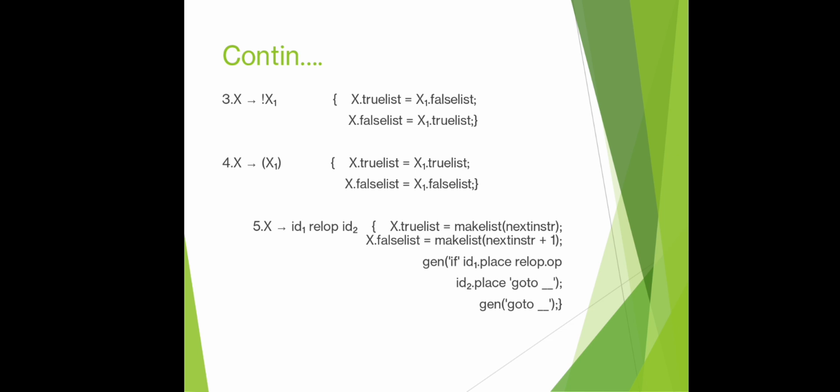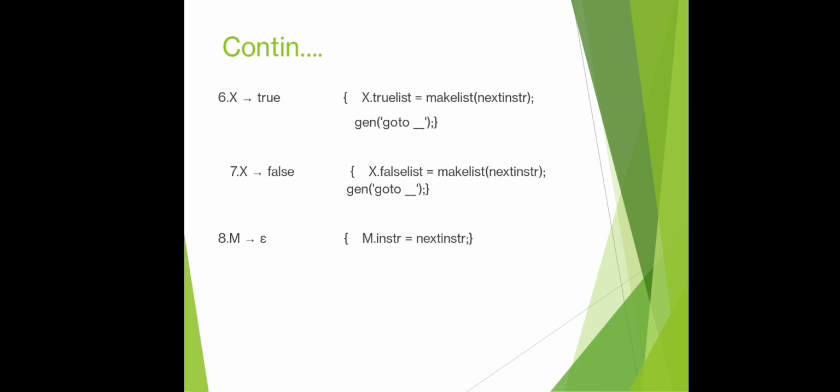Next is x produces id1 rel id2. If relational operators are used in a Boolean expression, we create two lists: first the x true list and x false list using makelist. Next is x produces true. If x is true, we make x dot true list using makelist with the next instruction. And next is x produces false. If x is false, we make x dot false list using makelist with the next instruction. And next is m produces epsilon. Where the Boolean expression is evaluated, at that time m dot instruction equals the next instruction we produce.